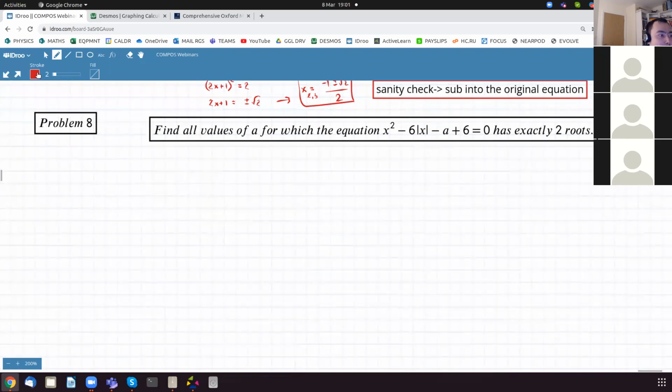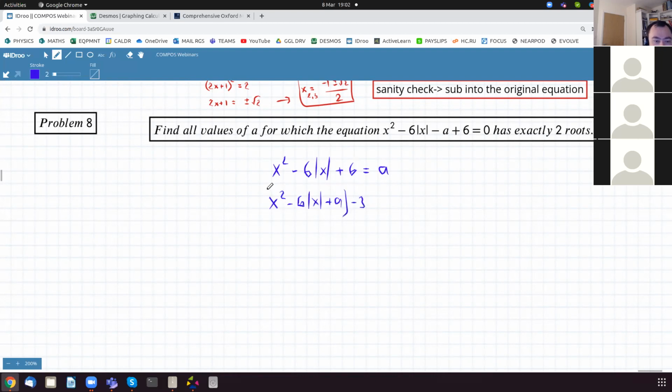So x squared minus 6 modulus x plus 6 equals a. Just to separate them. And it seems like this is a reasonable thing to actually draw. Let's see if we can do something to it. Well, we can say x squared minus 6x, so complete the square, plus 9 minus 3. That's a completed square, equals a.